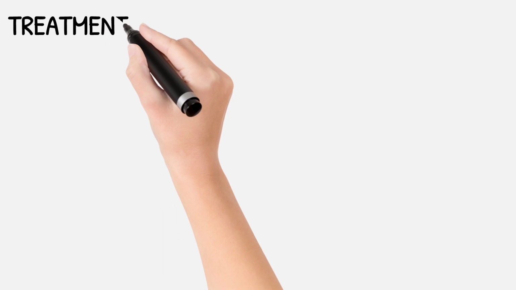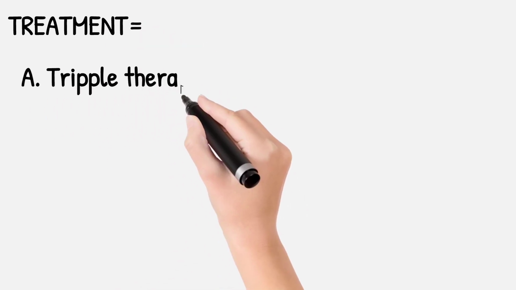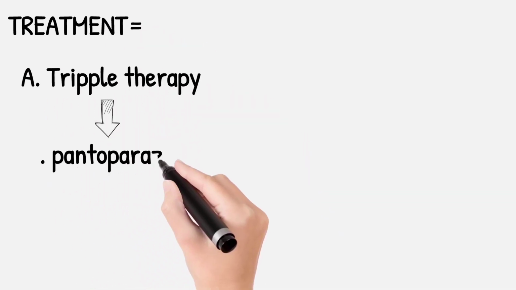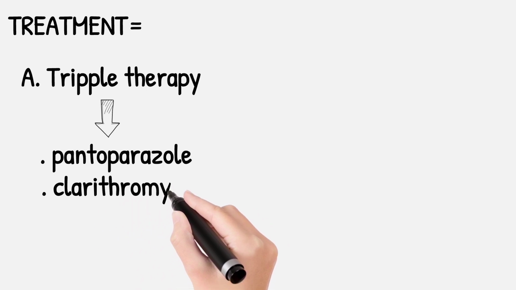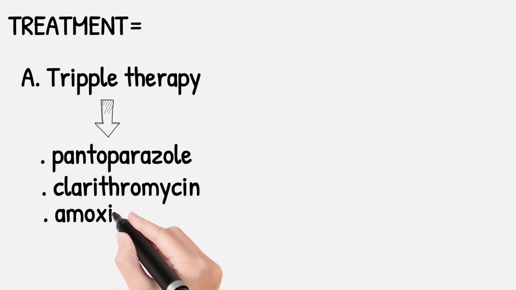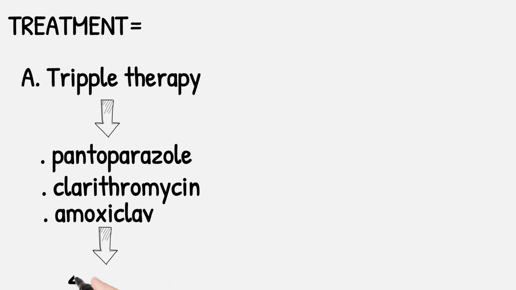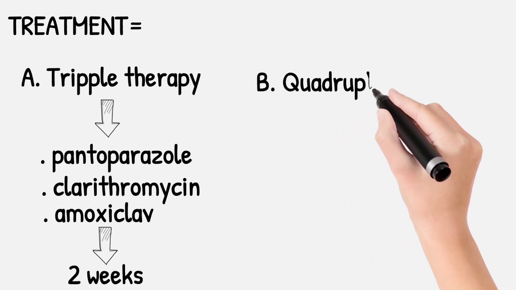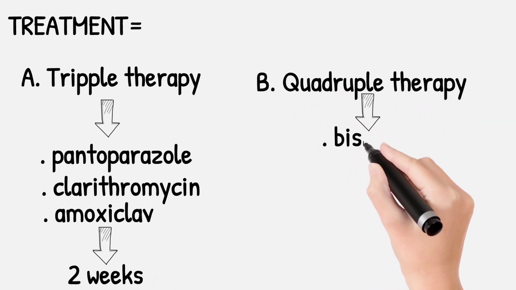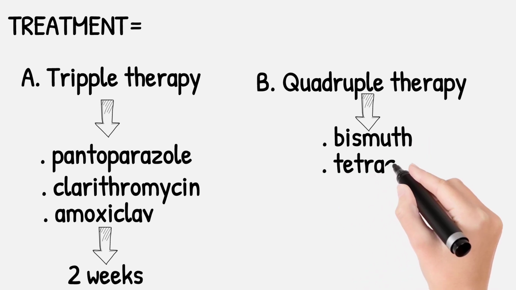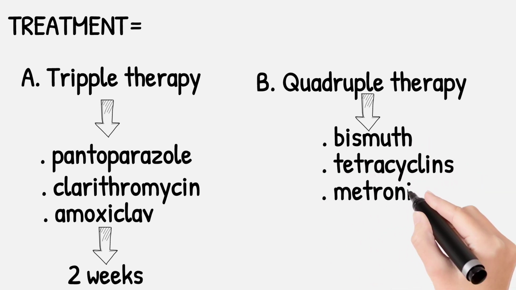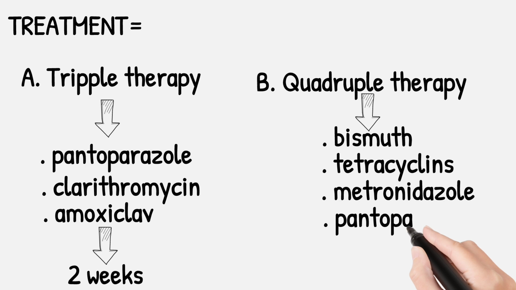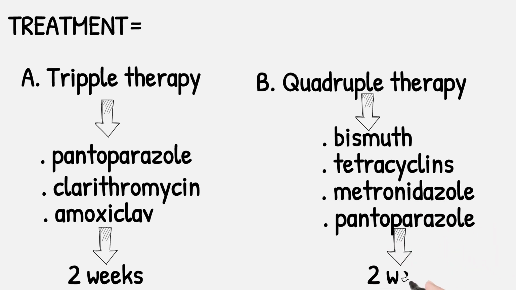Treatment options are triplet therapy. It includes drugs like pantoprazole, clarithromycin, and amoxicillin and clavulanic acid. These drugs are given for a period of 2 weeks. Quadruple therapy includes bismuth, tetracycline, metronidazole, and pantoprazole. These drugs are also given for 2 weeks.